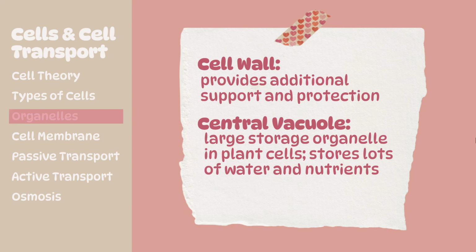A central vacuole, that's another thing that plant cells will have. It's a very large storage organelle. It's got a lot of water in it, some nutrients, but it kind of just looks like a big bubble inside of the plant cell. Animal cells do not have a central vacuole.